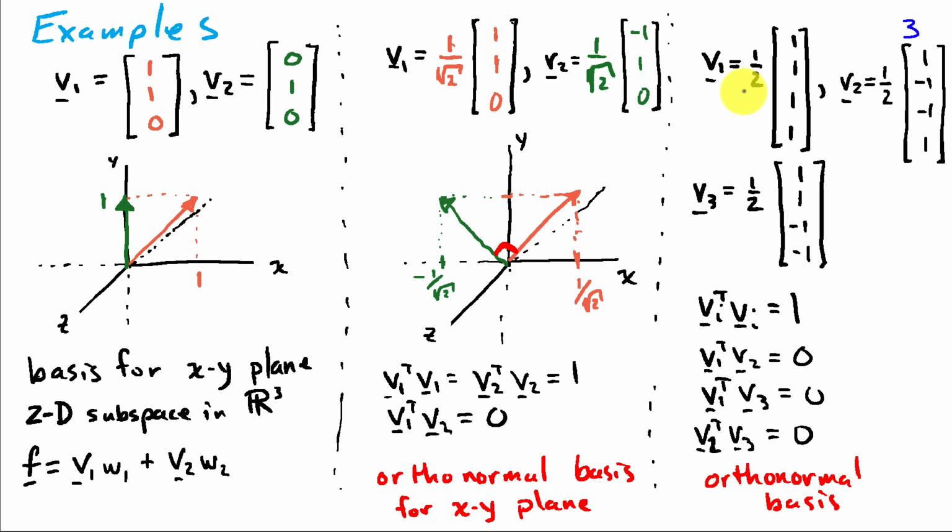Now in this third example, I've chosen v1 to be 1/2 times 1, 1, 1, 1. This is a 4-dimensional space now. v2 is 1/2 times 1, minus 1, minus 1, 1.